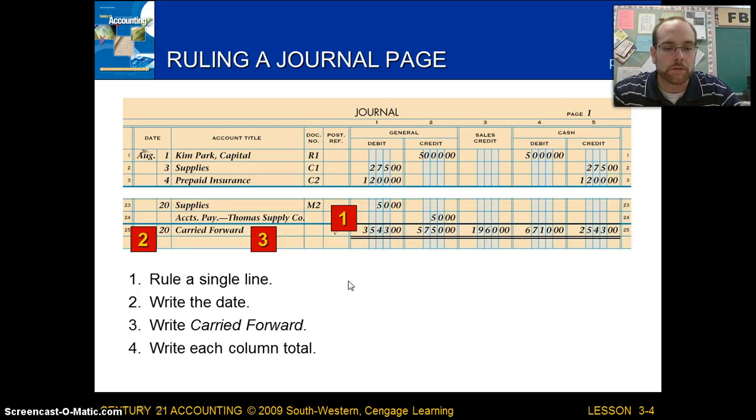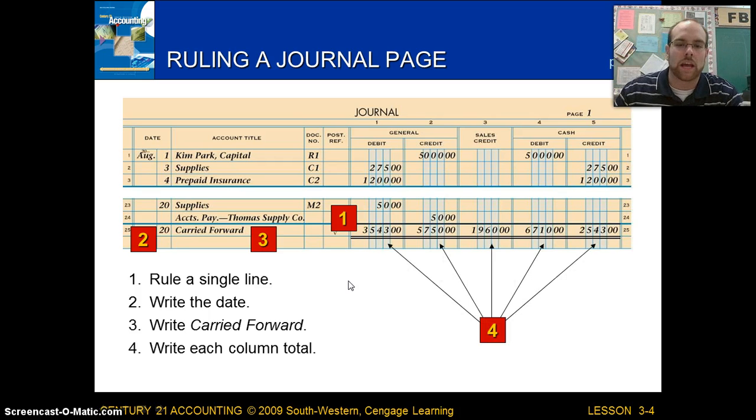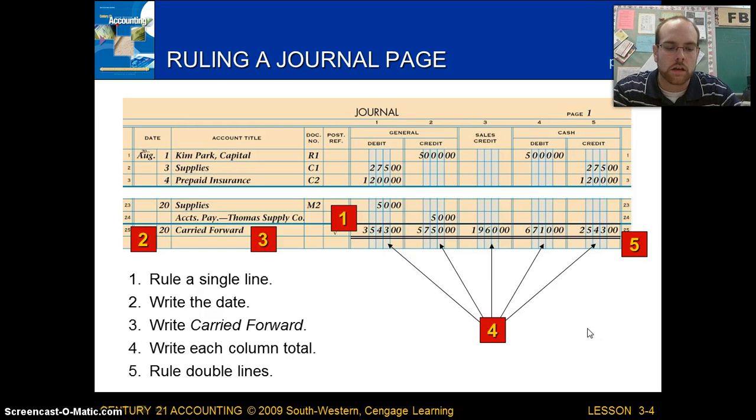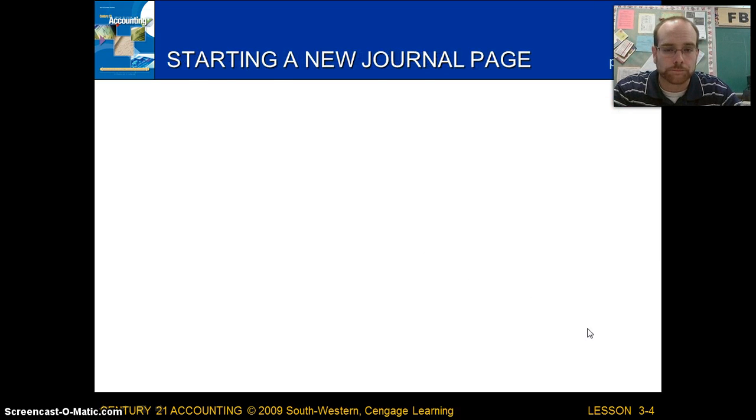The fourth step is to write each column total so that we have 3,543, 5,750, 1,960, 6,710, as well as $2,543 all the way across. We just want to make sure that each one is adding up. And then once we've added all those, we rule double lines. So we draw two lines underneath with our ruler to let us know that we have reached the end of the amounts that we're carrying forward.